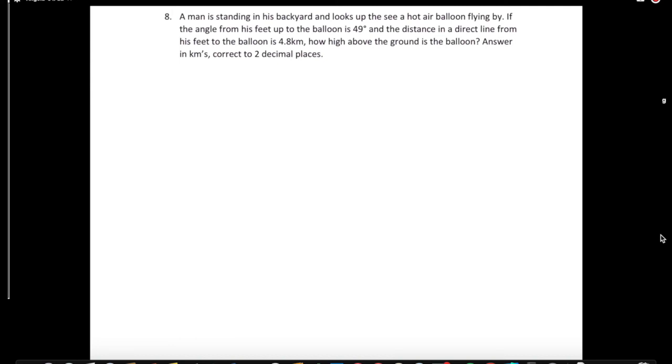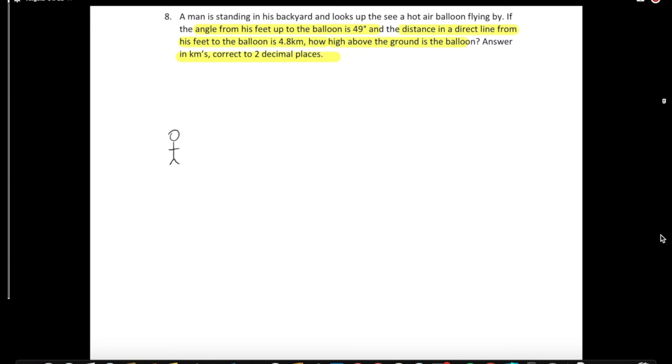I'm going to go back now and just highlight some key information in this question. One is that the angle from his feet to the balloon is 49 degrees. It's a distance in a direct line from his feet to the balloon. And we're asked how high is it? Give our answers in kilometers, correct to 2 decimal places. What I like to do with worded questions is to try and draw out the situation. It usually helps me to put together my thoughts and understand what exactly it is I'm looking for. So I'm going to draw this out in a diagram.